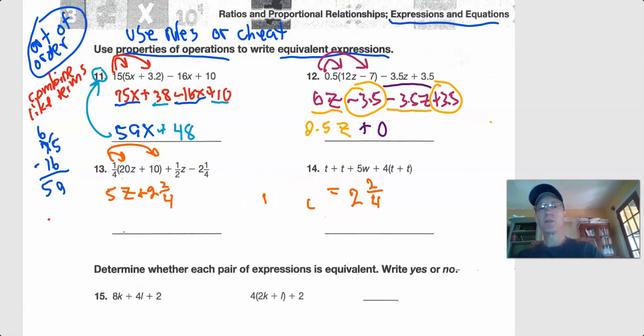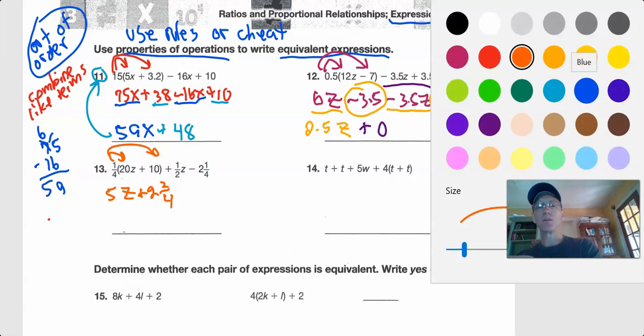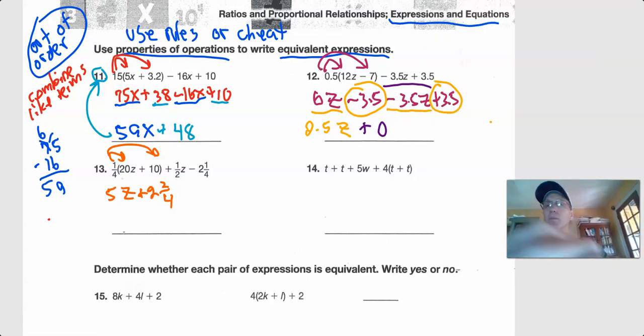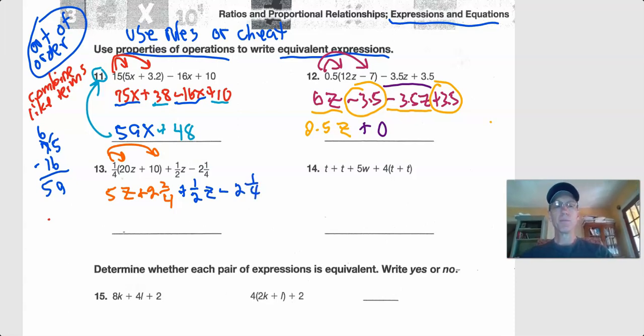Now we combine the like terms again, right? Simplify this big guy down here. So we'll do plus 1/2 z, and then I'm just copying the rest of this down here. Okay, now we combine them, right? So we have 5z, we should have done it with a different color maybe, 5z plus 1/2 z. We'll just put those together. That's 5 and 1/2 z.